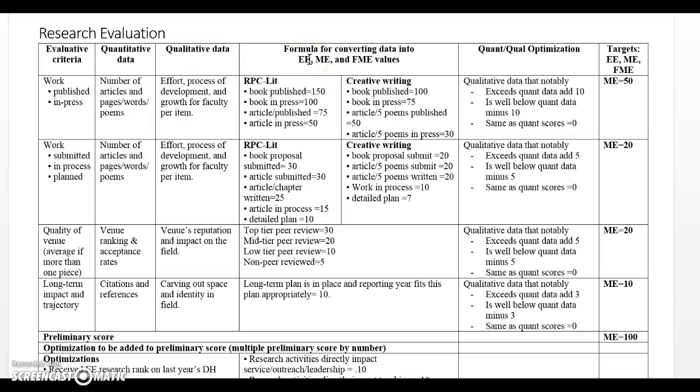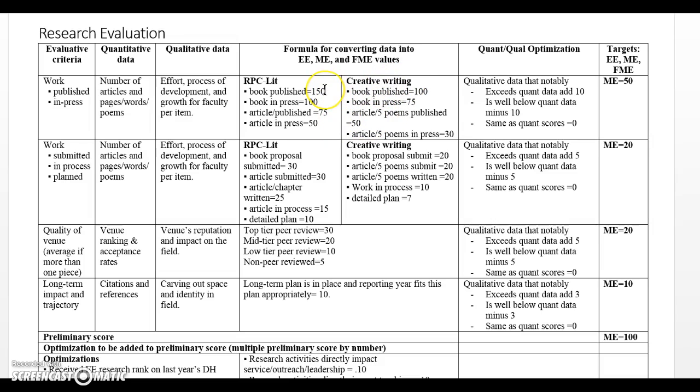Now we go to the formula for converting data into exceeds, meets, and fails to meet expectations. This is where I really struggled and need a lot of help, and of course I had to break it up into two categories because in our functions and criteria we have rhetoric and literature together and then creative writing alone. Now, here's my logic.